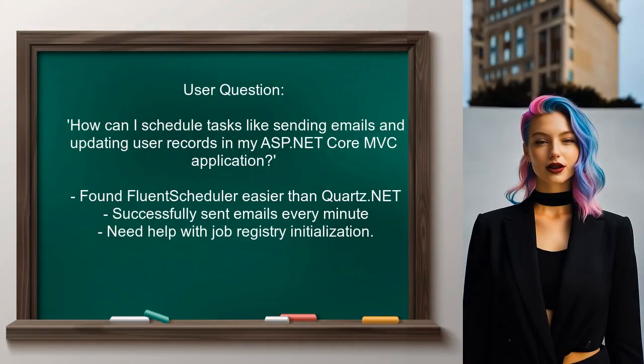Let's look at a specific scenario. One user asked, how can I schedule tasks like sending emails and updating user records in my ASP.NET Core MVC application? They found FluentScheduler easier to use than Quartz.NET and successfully sent emails every minute during testing. But now they need help with where to initialize the job registry and add jobs for scheduling.